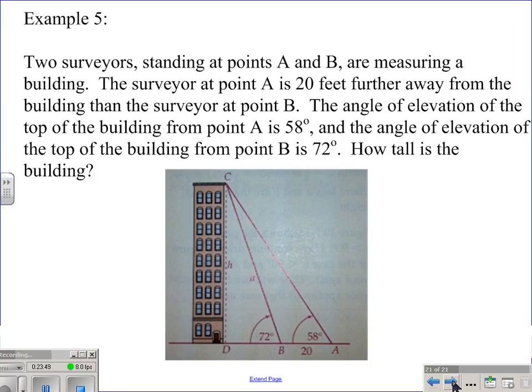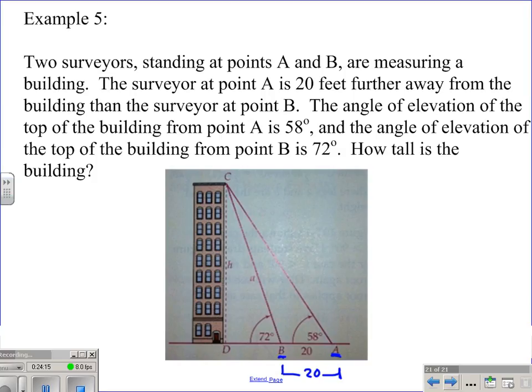All right, we have one more application problem dealing with the side-side-angle case. So we're going to look at this one. In this case, two surveyors are standing at points A and B, and they're measuring a building. The surveyor at point A is 20 feet further away from the building than the surveyor at point B. So basically what that means is that the distance between these two is going to be 20.